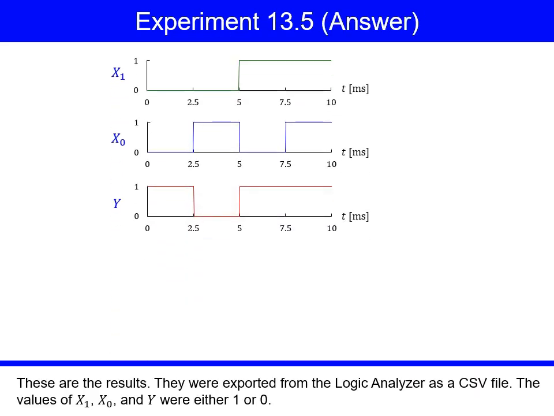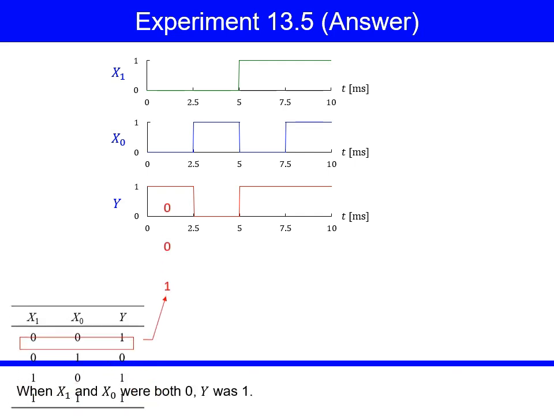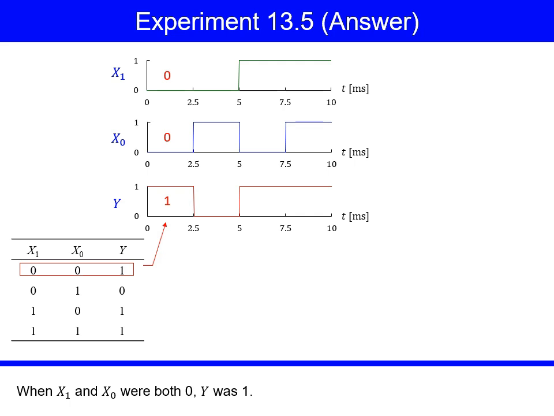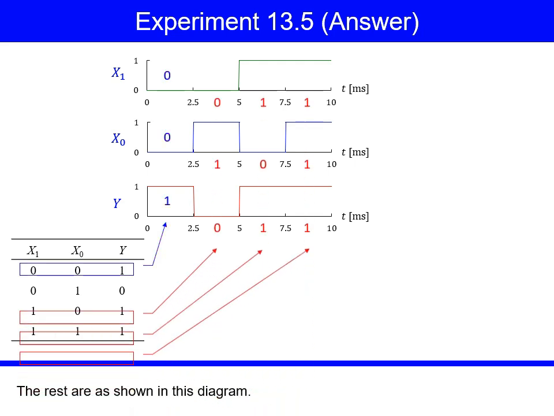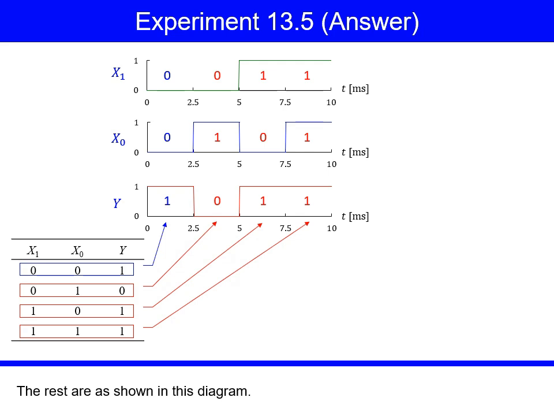These are the results. They were exported from the logic analyzer as a CSV file. The values of x1, x0, and y were either 1 or 0. When x1 and x0 were both 0, y was 1. The rest are as shown in this diagram.